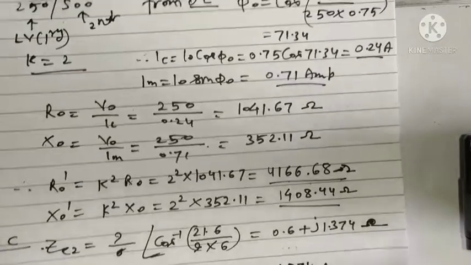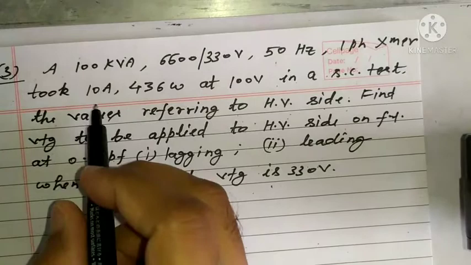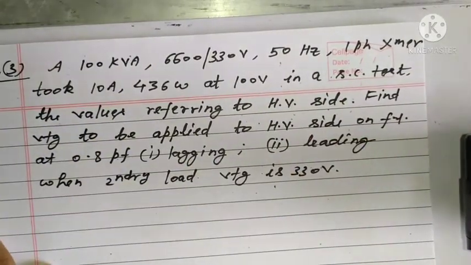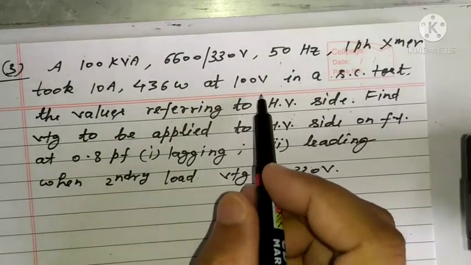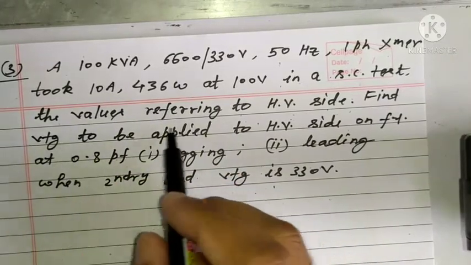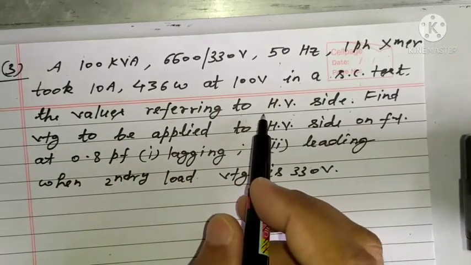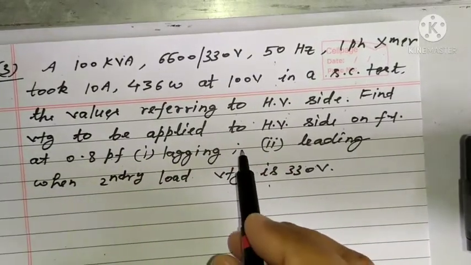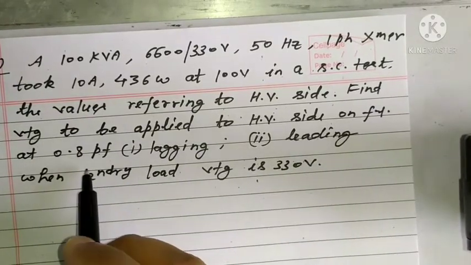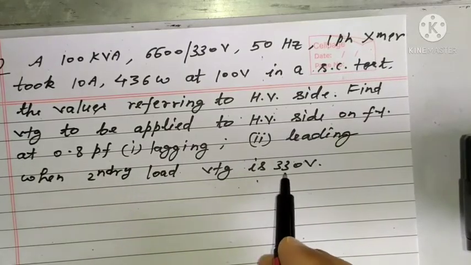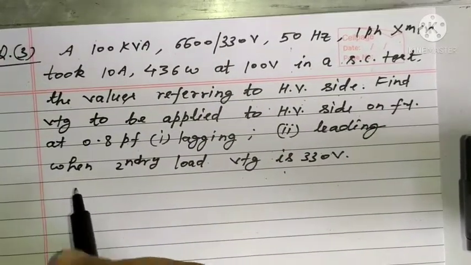Let us go for the next numerical. A 100 kVA, 6600 by 330 volt, 50 Hz single phase transformer took 10 ampere for 436 watt at 100 volt in a short circuit test. So the short circuit test result is given. The values are referred to HV side. Okay, HV side is here the primary side. Find the voltage to be applied to HV side on full load, 0.8 power factor, lagging and leading, when the secondary load voltage is 330 volt.